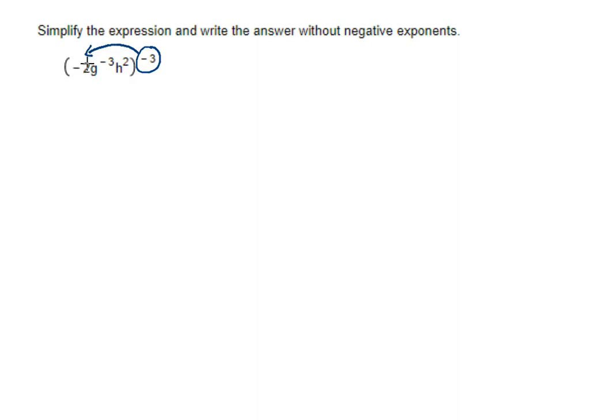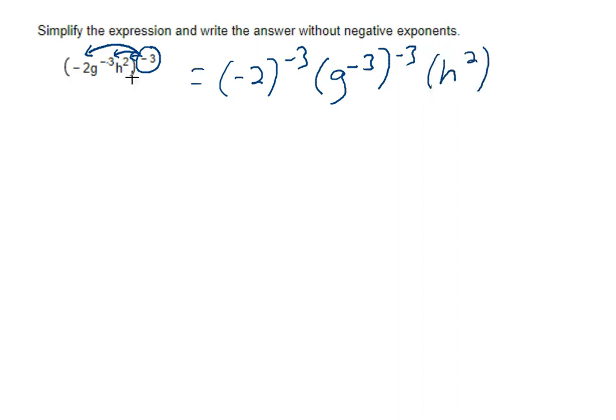So we're going to have -2 to the -3rd power. We'll have g to the -3rd power being raised to the -3rd power. And then we're going to have h to the 2nd power raised to the -3rd power. So it's going to look like this. Right, I'm going to use parentheses on each one of these. All right, so we have -2 to the -3rd power. G to the -3rd power is getting raised to the -3rd power. And then h to the 2nd power is getting raised to the -3rd power.